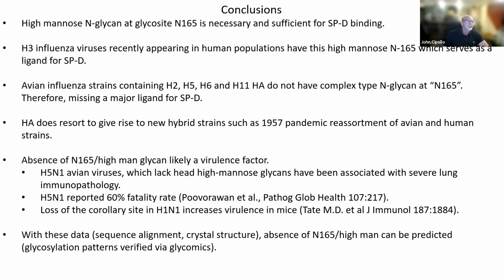So in conclusion, the 165 is sufficient for SPD binding. The influenza recently appeared in human populations have this 165. H1 is very similar, has a very similar site in that head region. Avian influenza strains do have that complex glycan at 165. Therefore, they're missing the major glycan for SPD.